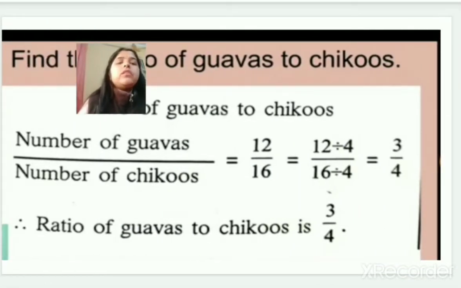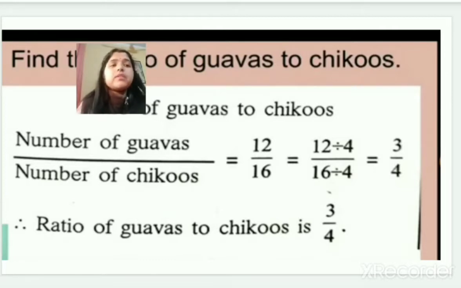So you can observe here how they have done. They have taken the ratio of guavas to chikus. The number of guavas is 12 and the number of chikus is 16. So how do you have to divide? I have already told you it should be divisible by one single number, both numerator and denominator. So we are dividing here by 4. So 4 3s are 12 and 4 4s are 16. So the ratio of guavas to chikus is 3 by 4.